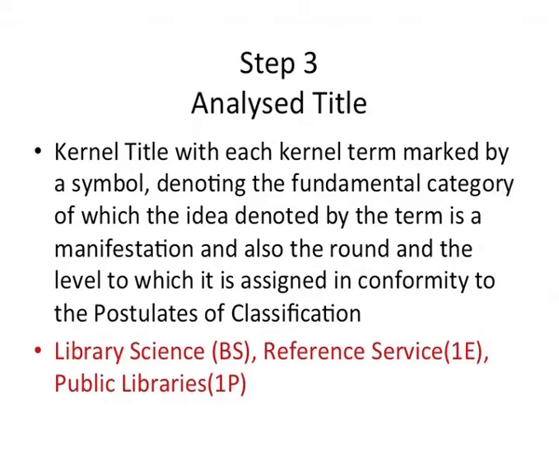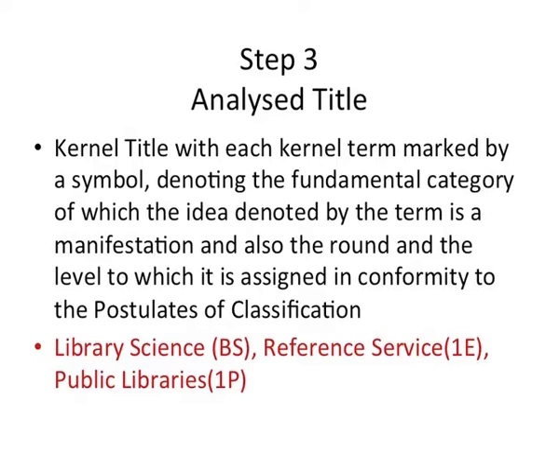Now, moving further, step 3, that is called the analyzed title. Please be clear that when we talked of the kernel title, we removed the auxiliary terms, though we have taken care of the relationship between the terms, and these relationships are indicated by the conjunctions, prepositions and other articles. Now we are talking of the analyzed title. What is this analyzed title? Kernel title with each kernel term marked by a symbol. What will be the symbol? It could be either a basic facet or an isolate facet. Within isolate facet, P means personality, M means matter, E is energy, S is space and T is time.